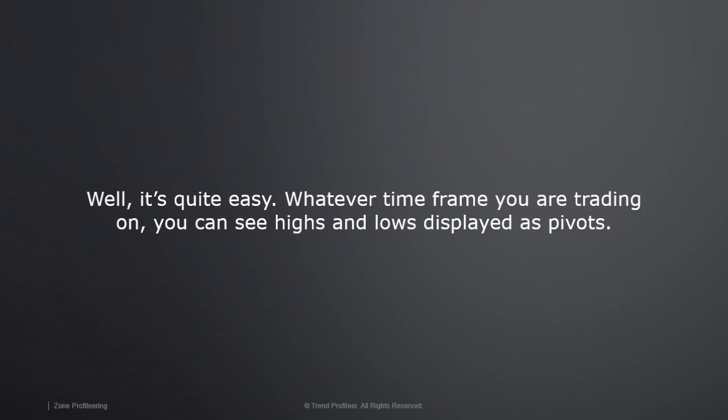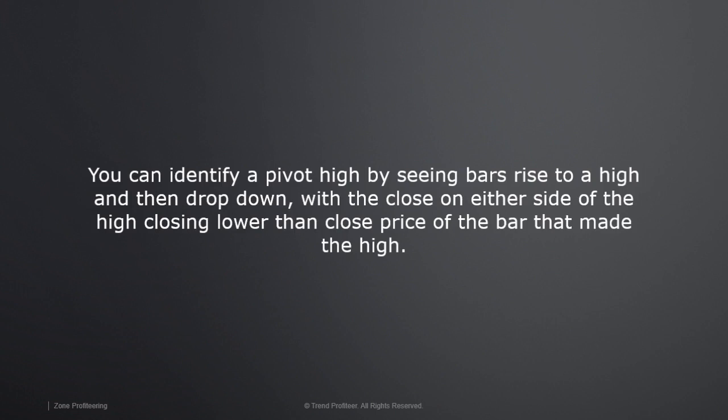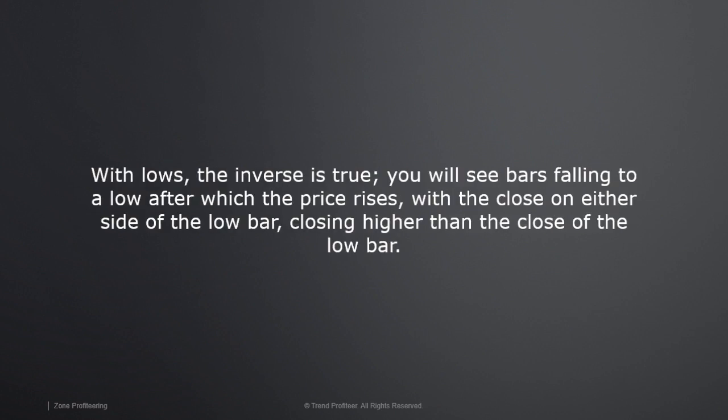If you want to work it out manually, it's quite easy. Whatever time frame you are trading on, you can see highs and lows displayed as pivots. That's what we're really looking for. You can identify a pivot high by seeing bars rise to a high and then drop down, with the close on either side of the high closing lower than the close price of the bar that made the high. And with lows, the inverse is true. You'll see bars falling to a low, after which time the price rises, with the close on either side of the low bar closing higher than the close of the low bar.